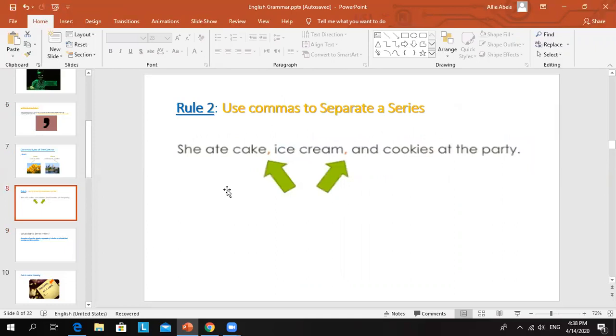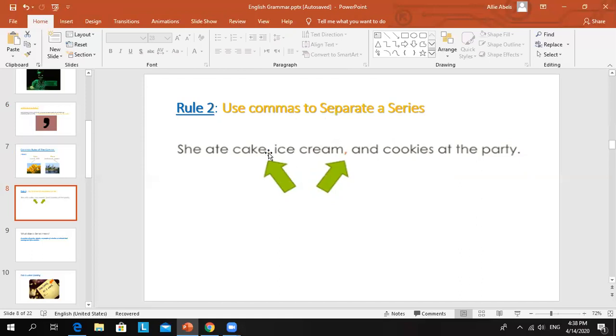So if we look at this particular example over here, the sentence reads, she ate cake, comma, ice cream, comma, and cookies at the party. So cake, ice cream, and cookies are one series because it is all food that this person is talking about in this particular sentence. So we have to use a comma to separate in a series.